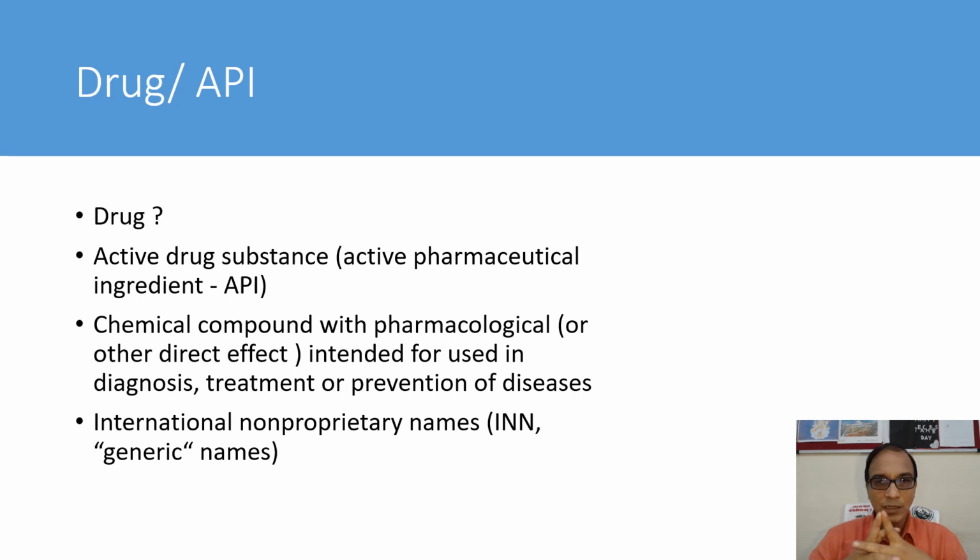Say for example, you take Crocin. Crocin is a branded name. What is the generic name? Paracetamol. And paracetamol is basically the API, that is the drug. Okay. Now you might have got what is the API.